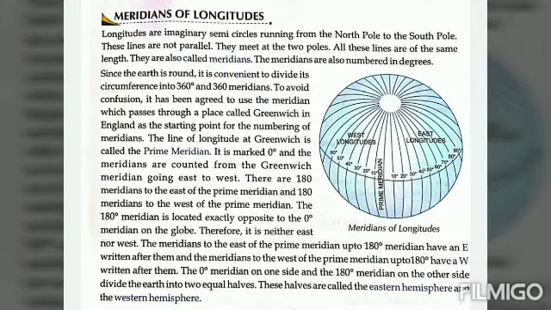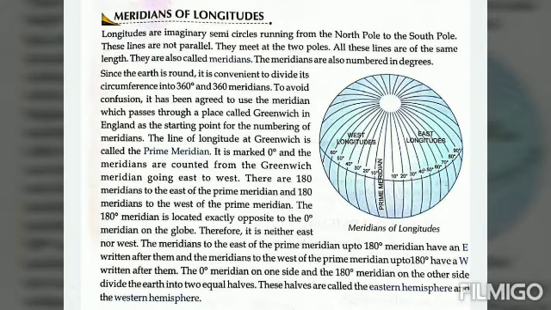Longitudes are imaginary semicircles running from the North Pole to the South Pole. These lines are not parallel. They meet at the two poles. You can see in the picture they are meeting at the North Pole and at the South Pole. All these lines are of the same length. They are also called meridians.